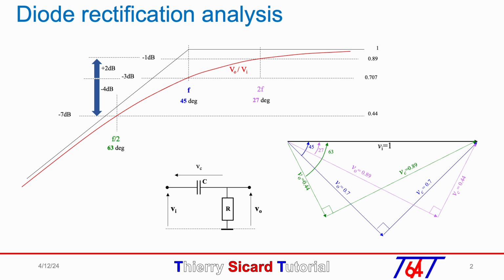The difference between asymptote and the curve Vout over Vin is plus 1 dB at 2f and f over 2. At the cutoff frequency f, the difference between asymptote and the curve Vout over Vin is minus 3 dB. All the vectors Vout and Vc have a right angle of 90 degrees, and this angle follows the half circle from Vout equal 0 at low frequency to Vout equal Vin at high frequency.